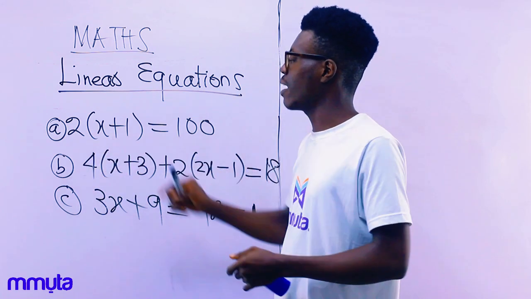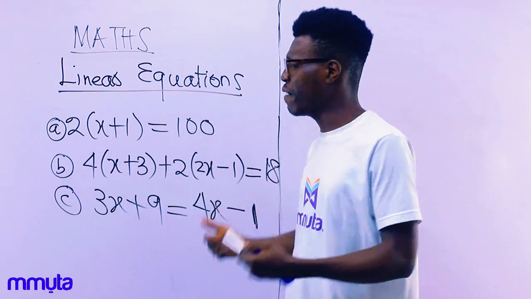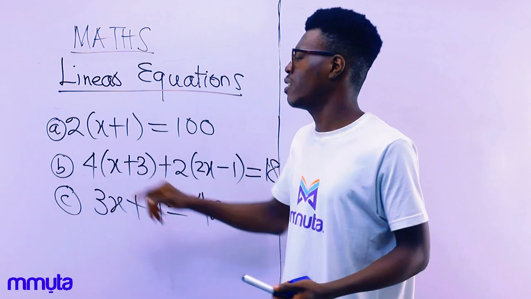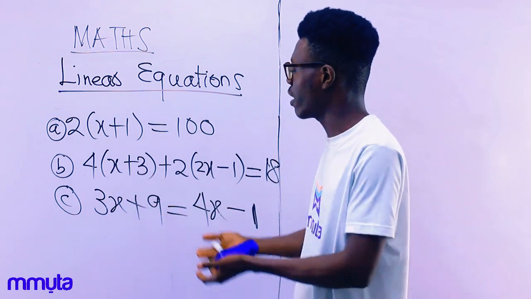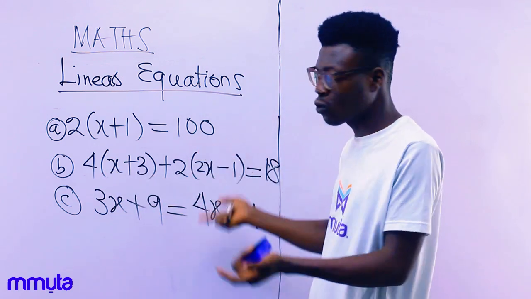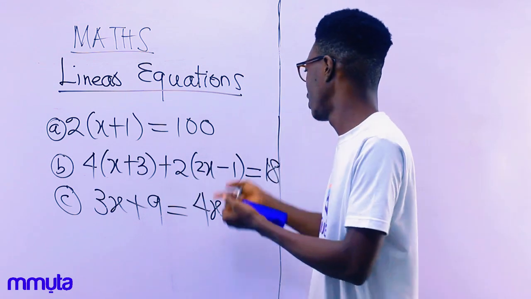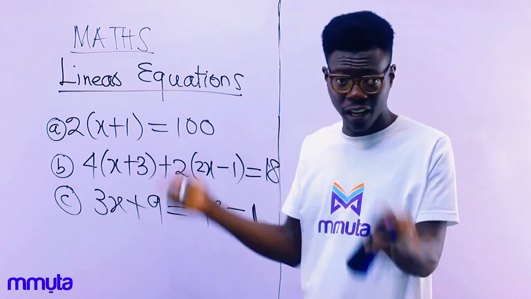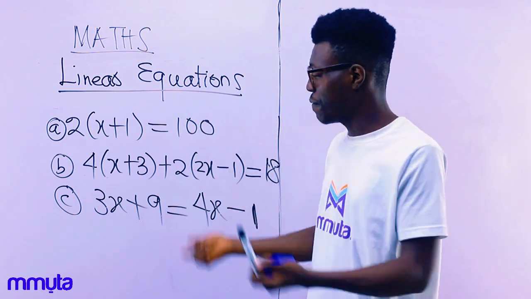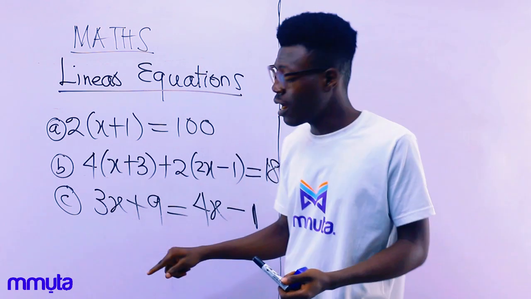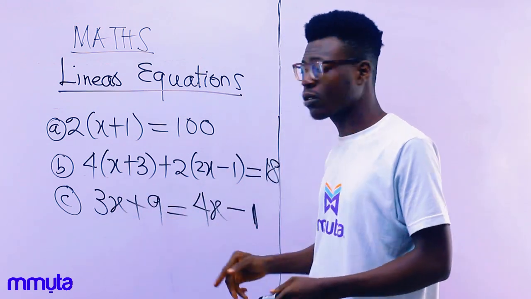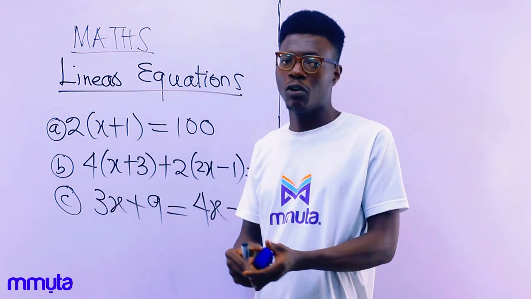We have 2 brackets, x plus 1 equal to 100, find the value of x. We have these 4 brackets, x plus 3, close bracket, now plus 2, open bracket, 2x minus 1, close your bracket, equal to 18, find the value of x. And then the third one, 3x plus 9 is equal to 4x minus 1, find the value of x.